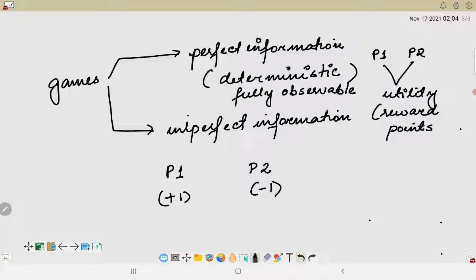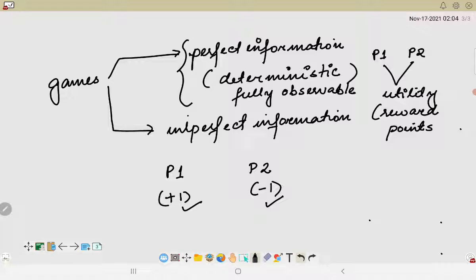Now if the first player wins the game, he will be awarded +1. If the other player loses the game, or is minimizing the chances of player 1 winning, he will be using utility -1. So, for example, chess. In chess also we use the same condition where we have perfect information.